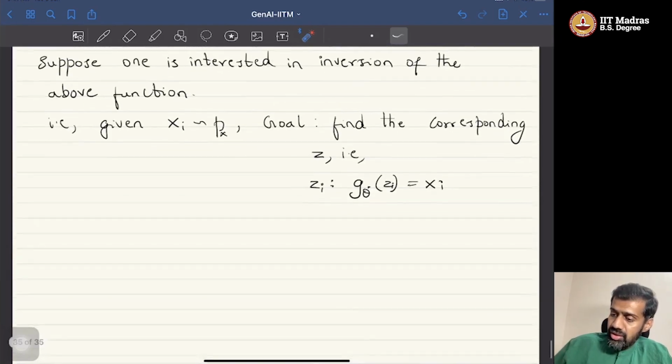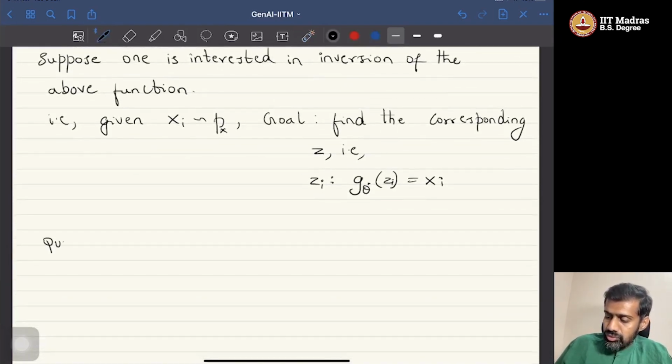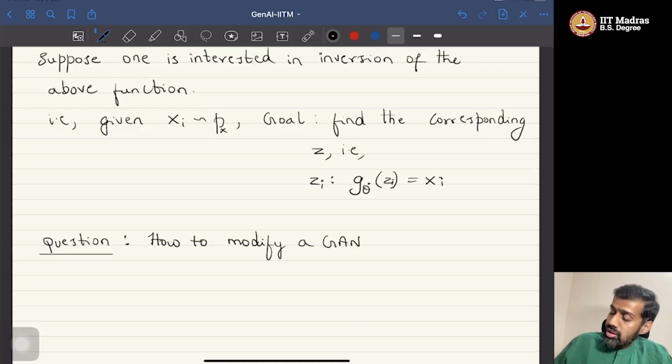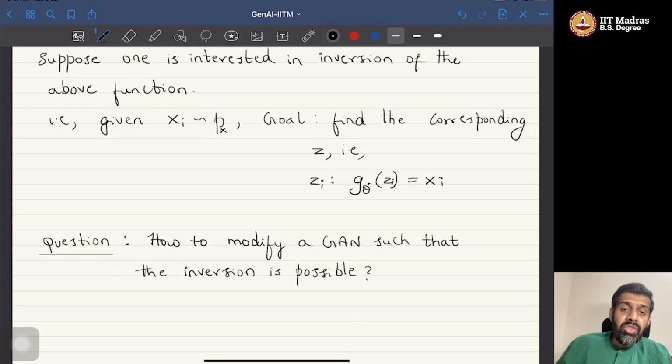Now the question is, how to modify a GAN such that the inversion is possible. We will look at a couple of approaches to solve this problem.